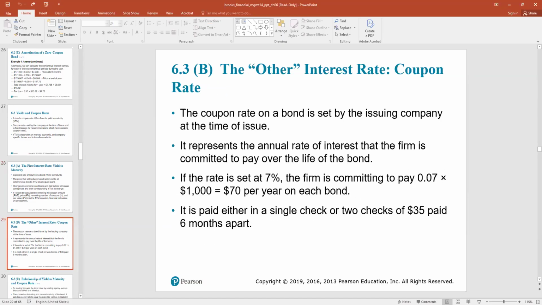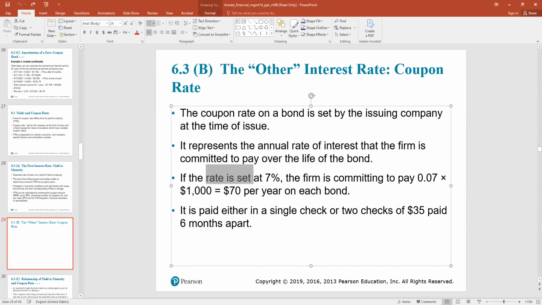The coupon rate on the bond is set by the issuing company. If the interest rate is set to be 7%, the firm is committing to pay 7% coupon per year on each bond. That is either paid as a single check or 2 checks of 35 paid every 6 months.